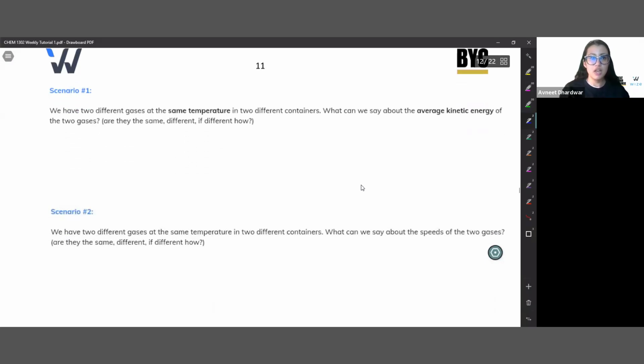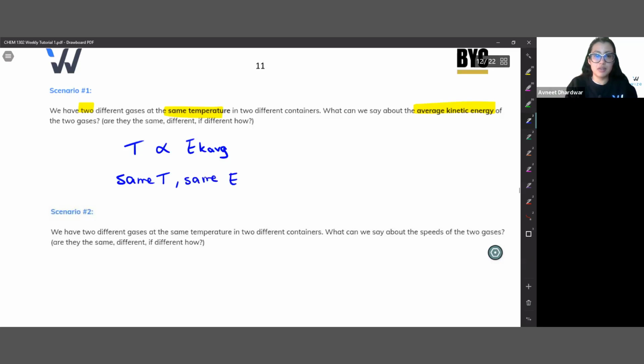Don't worry about memorizing. The first scenario is when we have two gases at the same temperature in different containers, and you could be asked about the average kinetic energy of those gases. The kinetic molecular theory says that temperature is directly proportional to the average kinetic energy, so if two gases are at the same temperature, they're going to have the same average kinetic energy. That's just a relationship to know for your midterm, in case something like that comes up.